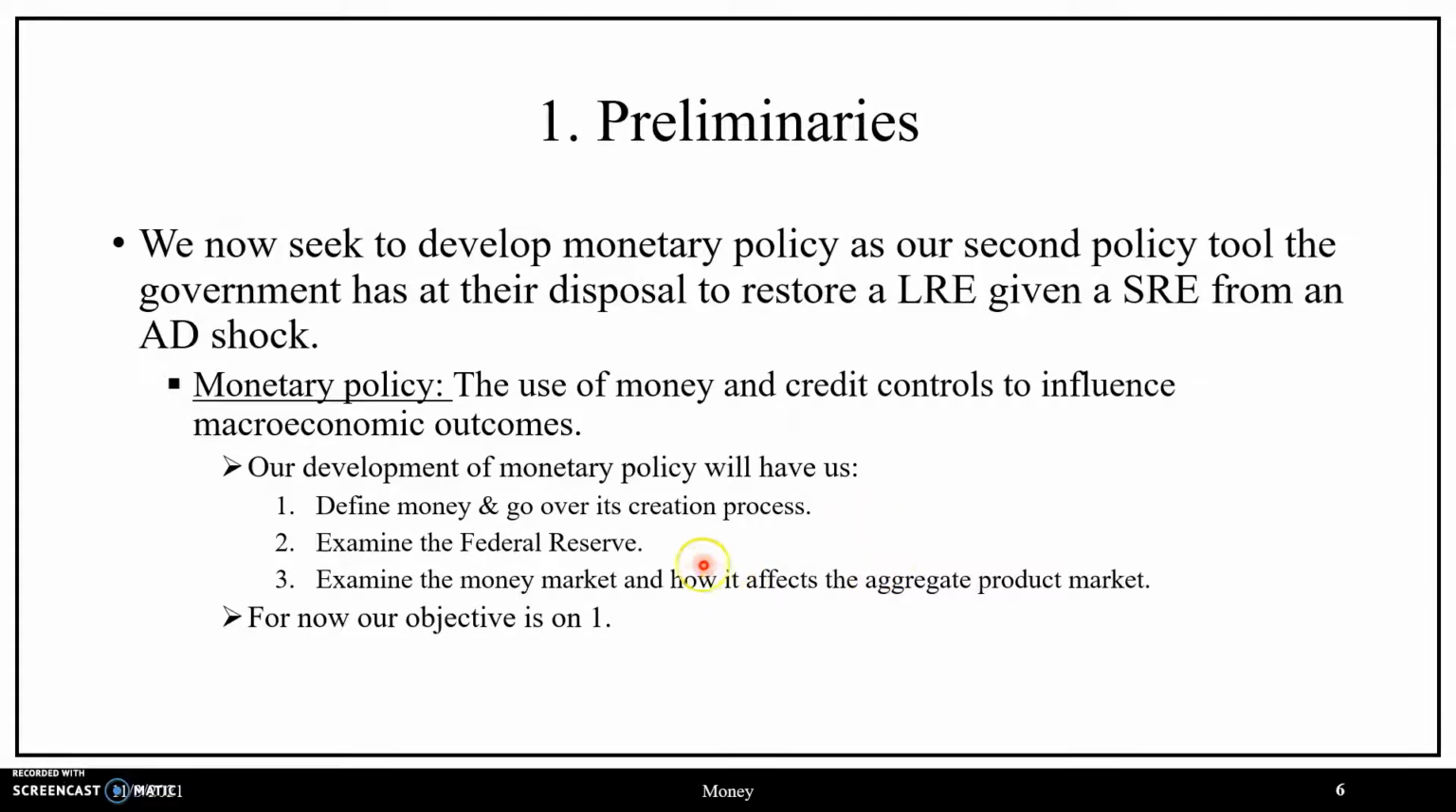The first will be to define money as well as go over its creation process through deposit creation, which will then allow us to examine the Federal Reserve and how they have control over the money supply. This will then lead us to examine the money market and how outcomes in the money market affect the overall aggregate product market, such that how can the Federal Reserve respond in the money market to affect outcomes in the aggregate product market given a particular AD shock. Currently, our objective will be to focus on one in this chapter, that is, to define money as well as go over the deposit creation process.